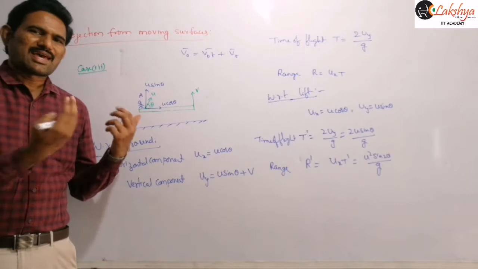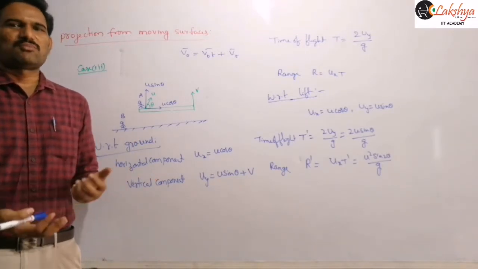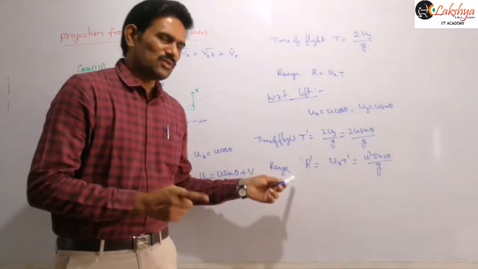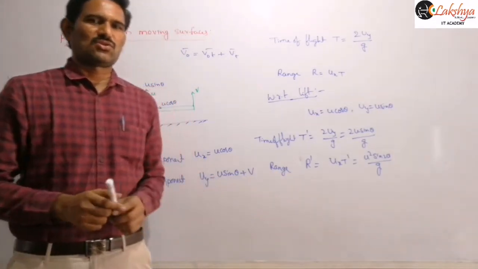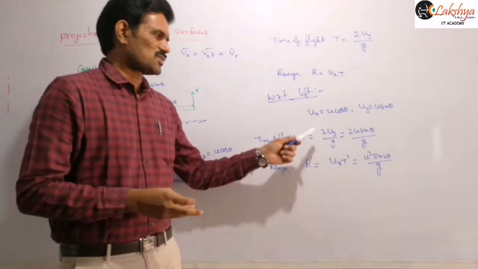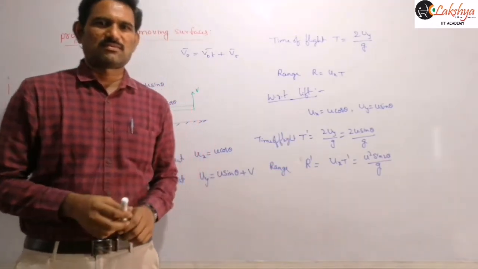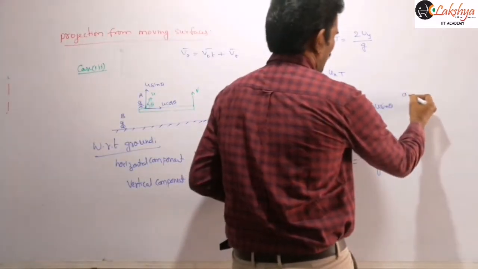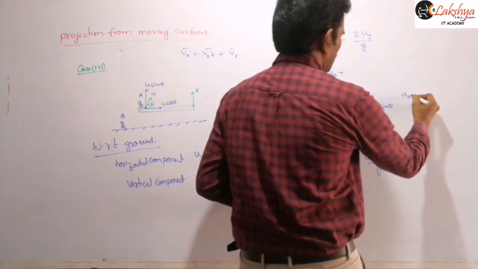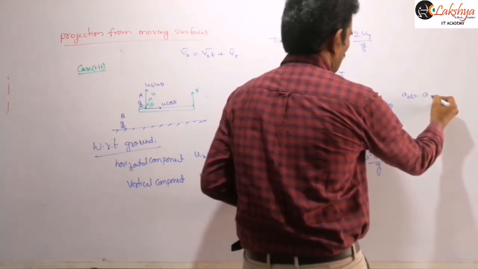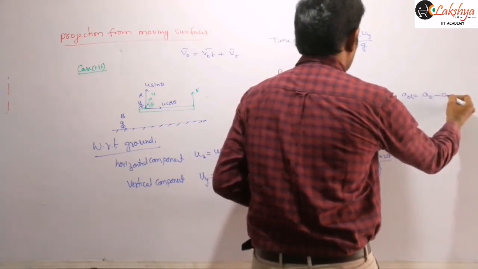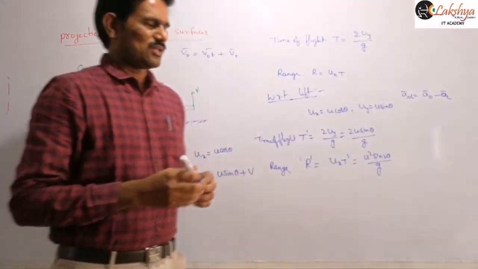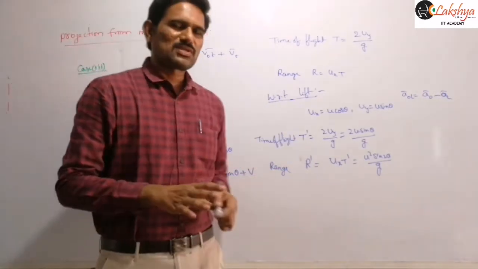So here, if the platform is having some acceleration also, then when you are solving with respect to the lift, you need to take the relative acceleration also. That means you can't write these expressions directly in such a case. In such a case you need to consider the acceleration of the object with respect to this lift, which is the acceleration of the object minus the acceleration of the lift.